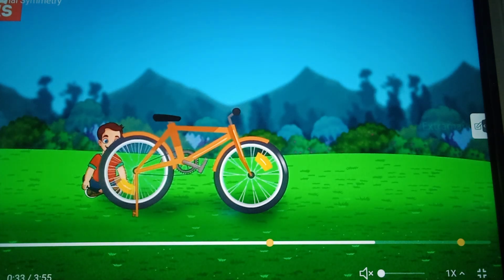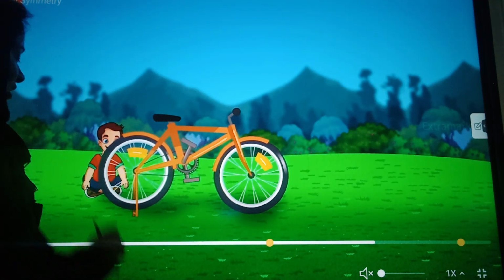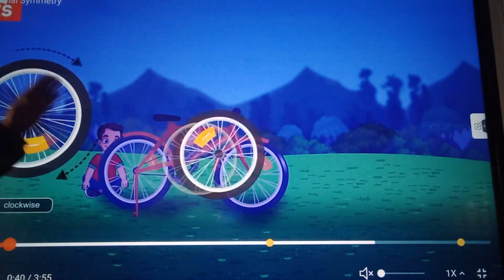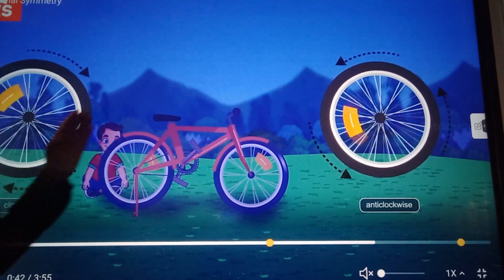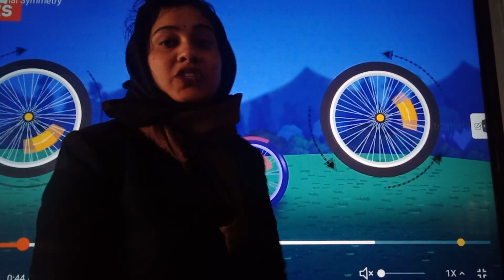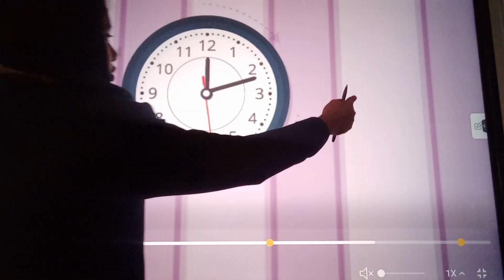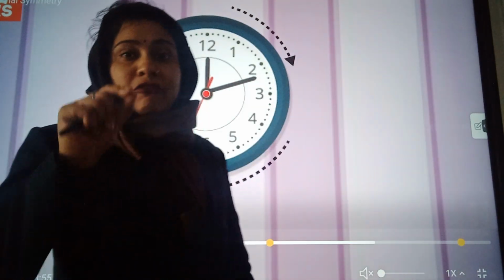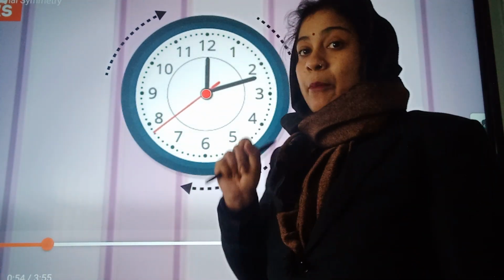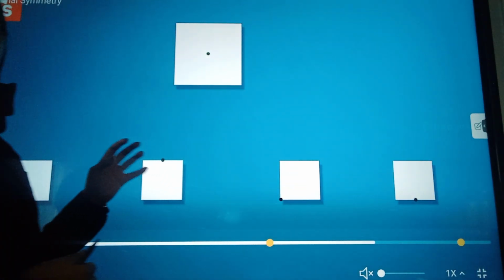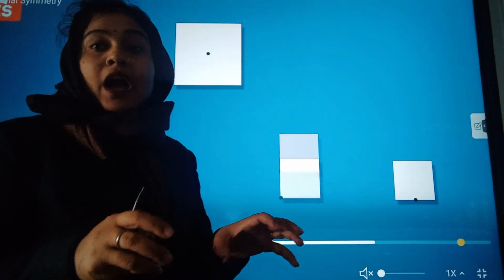Same with the wheels of the cycle. The boy is rotating the wheel of the cycle, and the direction in which it is rotating is clockwise, and the direction in which the opposite wheel is rotating is anti-clockwise. Now can you see that both the wheels are rotated about a fixed point? The fixed point about which a body is rotated is known as the center of rotation. Every object rotates differently depending upon the point of rotation.